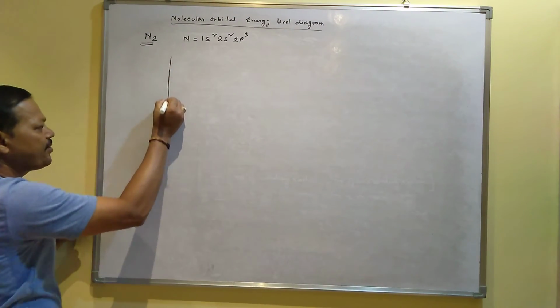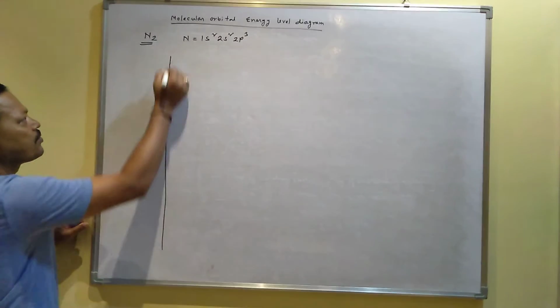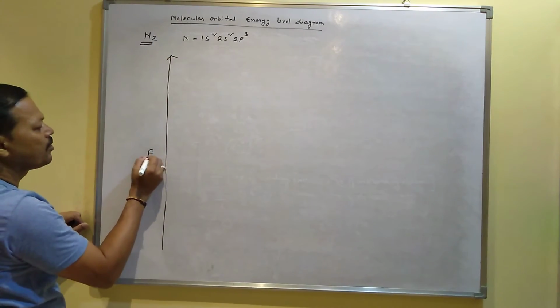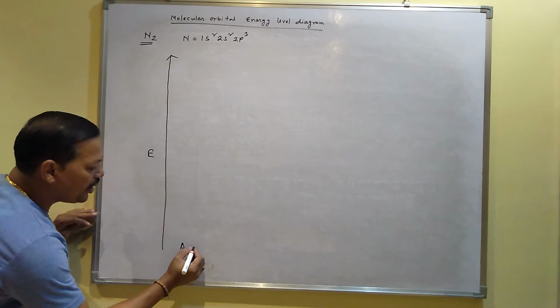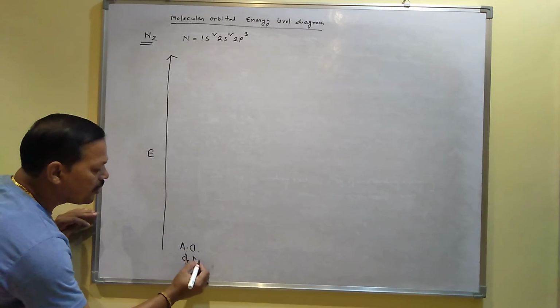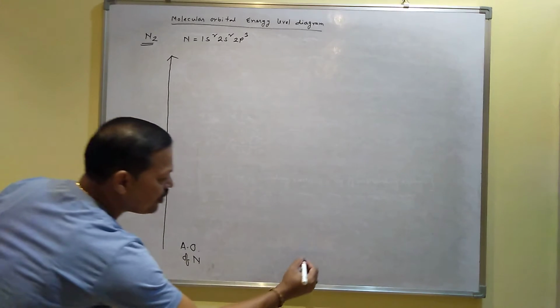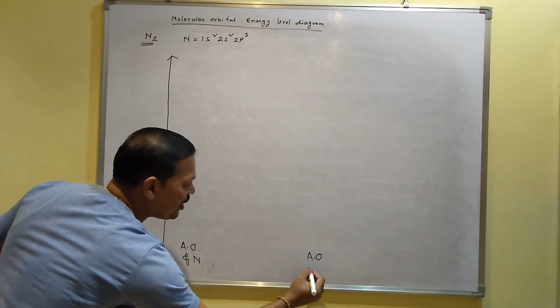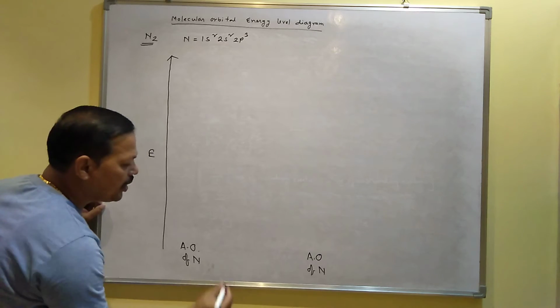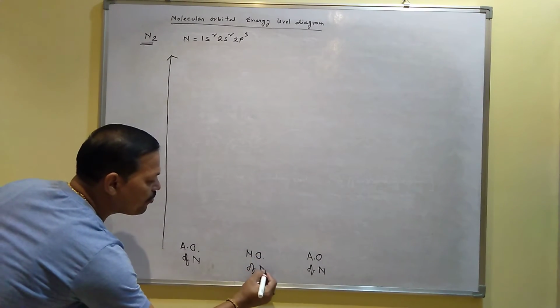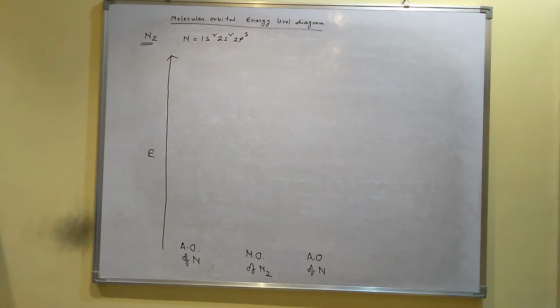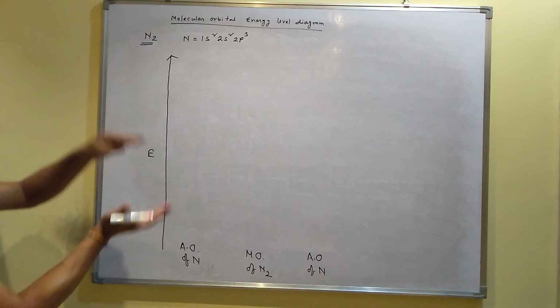You draw the energy level like this. I mean on this side energy goes on increasing. Here you have to write the atomic orbitals of the nitrogen atom. This side also the atomic orbitals of the nitrogen atom, and in the middle position is the molecular orbitals of the nitrogen molecule. Now the nitrogen atom contains a number of orbitals, you have to draw them one by one.